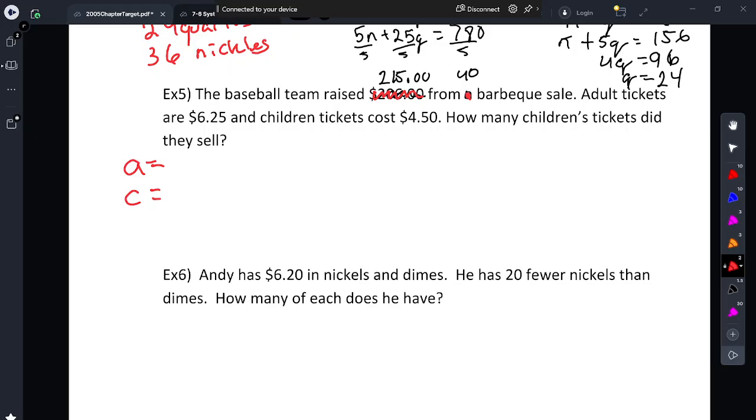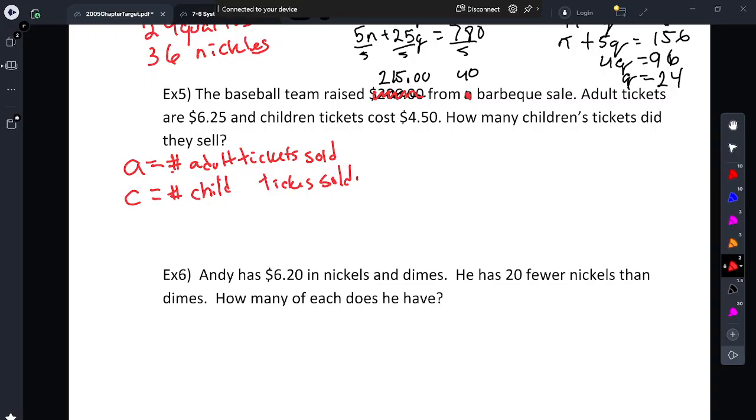All right, what does A stand for, though? Number of adult tickets sold, right? And C will be the number of children sold. Tickets to children. Number of... that looks like you wrote chicken. Chicken tickets. Children. Child tickets sold, yeah?